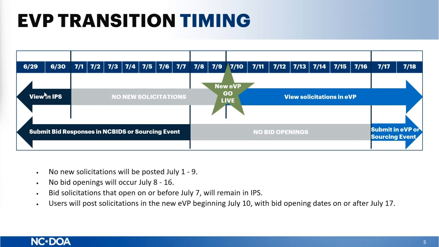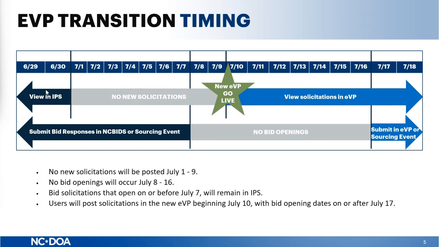Now, if there is something that gets posted here, or it's supposed to be opened right now by, say, July 6th, but you have to extend it, then you obviously can't extend it into this week. It'd have to extend over into there.